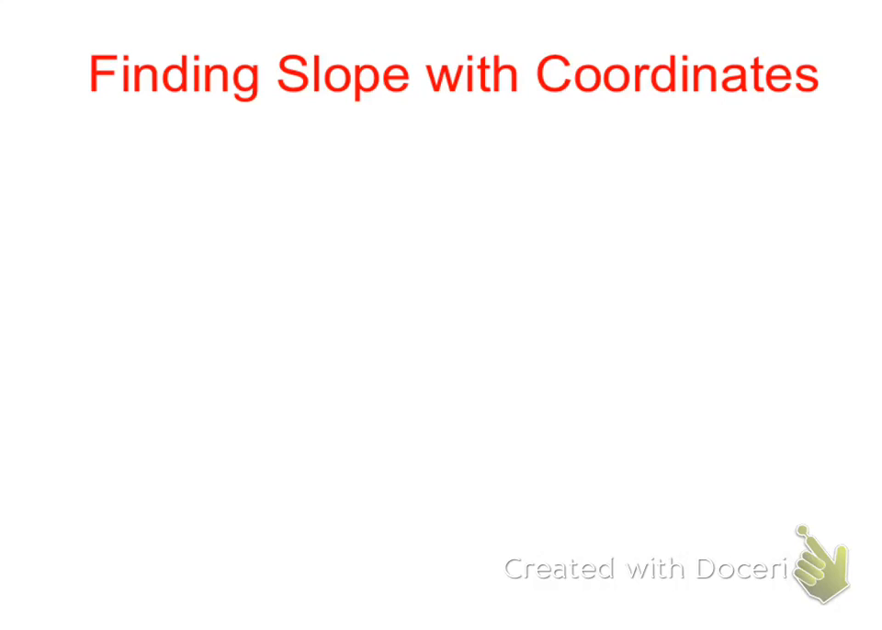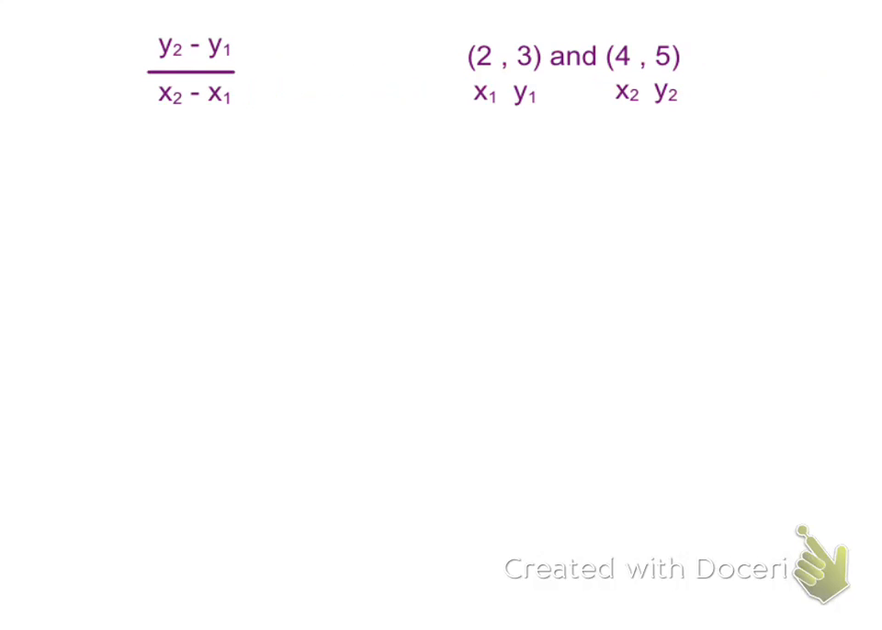Finding slope with coordinates is now what we're going to look at. In order to do that, we have to understand what a formula is that we can use to find slope with just points. So y2 minus y1 over x2 minus x1 is really m equals that. And m stands for the slope. Not sure why they have m stand for the slope, but that's what it does.